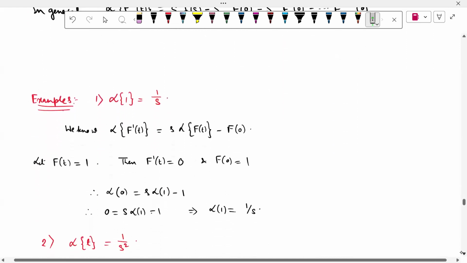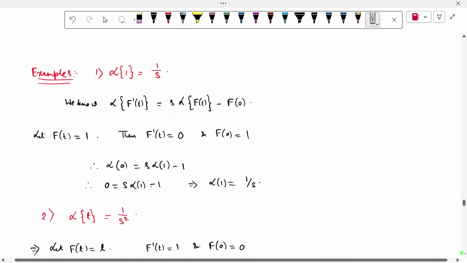Now we try to solve some examples. Try to find the Laplace transform L of 1. You already know that L of 1 equals 1 by s, but we try to solve this using the derivative formula. We know the derivative formula: the Laplace transform of f dash t equals s L of f t minus f 0.